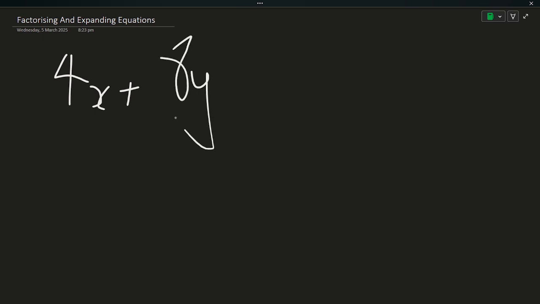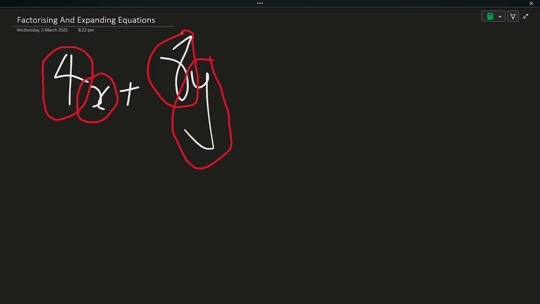Plus 8y. So this one's a bit more tricky because now we don't have any like terms for x and y, because they're not the same terms like we learned last lesson. Yep, these are not the same terms, so they can't be factorized. So what we are basically going to do is forget about those. They're going to remain the same as they are. Nothing's going to change. We're going to be looking at the coefficients, basically 4 and 8.